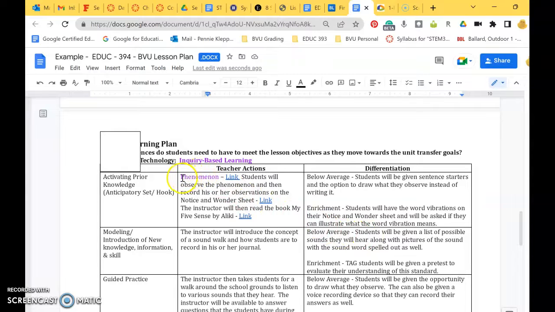This is how we should start every science lesson, or at least every science unit. And for this particular one, I want you to use a phenomenon to begin your lesson. So this is the lesson, and I have a link there that you can open and take a look at. And then how I had them record is on a Notice and Wonder sheet, and there's a link there. And then to activate their prior knowledge, I got them to read this book.